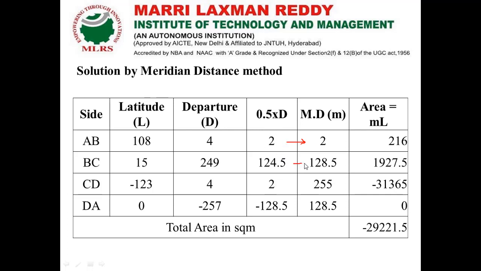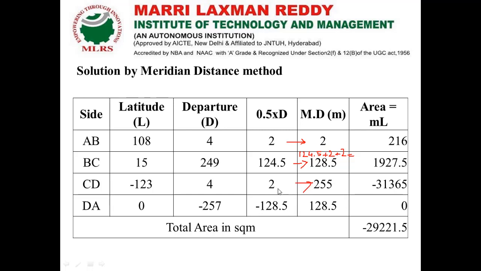So for getting the meridian distance, this 124.5 is half of the departure of the previous line, plus the next line, that is 2, so that we get the amount of 128.5 as our meridian distance.